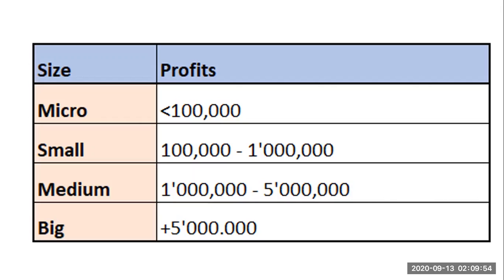Well, smaller than small. And if the company is making money between $100,000 and $1 million, you can consider it a small company, right? And when you make money between $1 million and $5 million, it's a medium company. Finally, we have big or large companies. Those are the companies that make more than $5 million a year, of course, right?